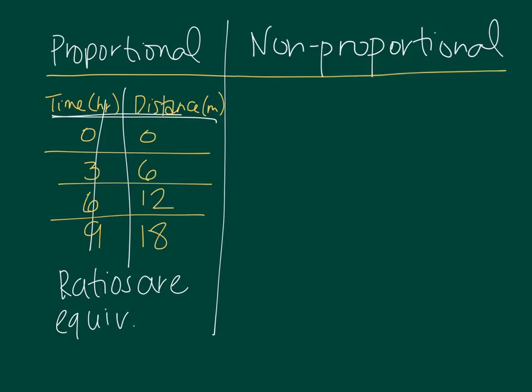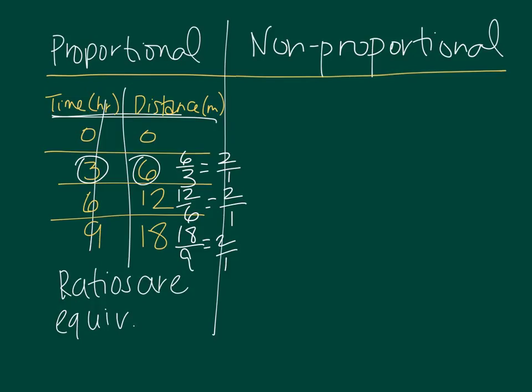So, we have here 6 over 3, the ratio, which equals 2 over 1. Here we have 12 over 6, which equals 2 over 1. And here we have 18 over 9, which equals 2 over 1. All of them are equivalent. That means the ratios are proportional. Okay? So that's a proportional relationship.